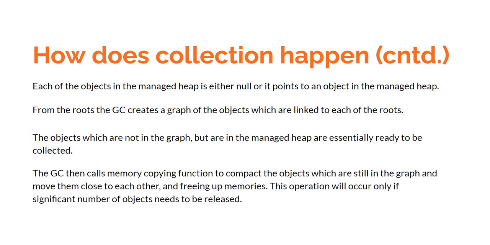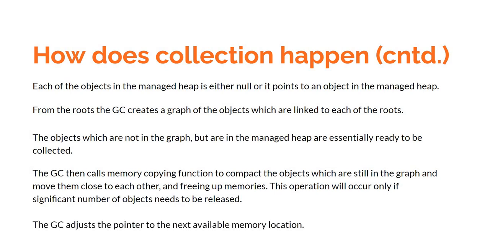The GC then calls the memory copying function of the operating system to compact the objects which are still in the graph and move them closer to each other. In the process, it frees up the memory. This operation will occur only if there is a significant number of objects that need to be released. Otherwise, the compacting operation doesn't happen. It does release the objects from memory, but it doesn't compact if there is no significant improvement in the memory allocation.